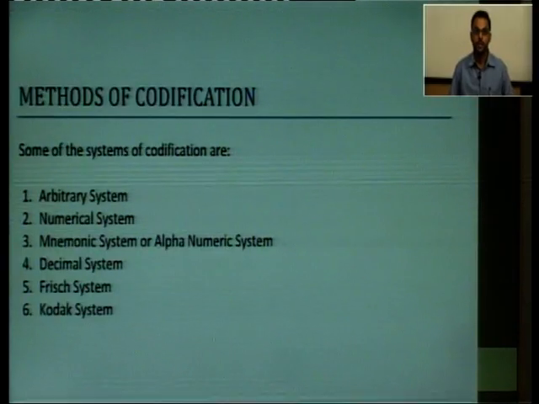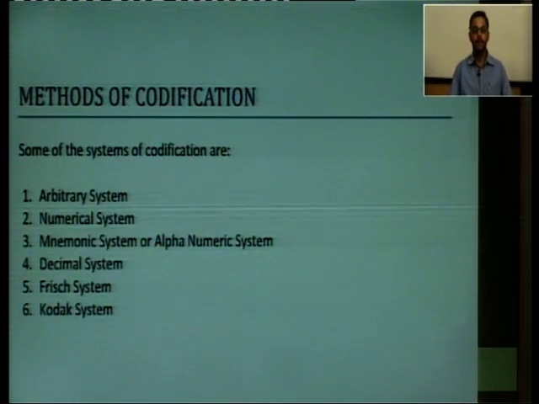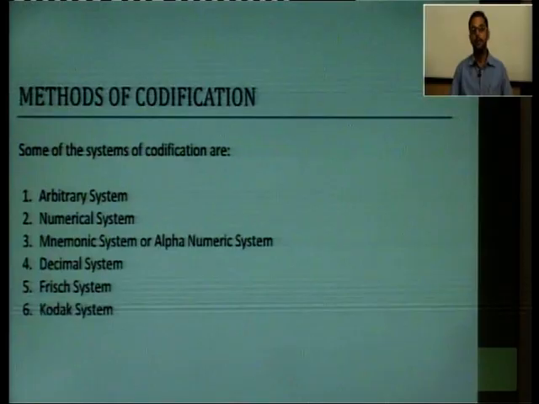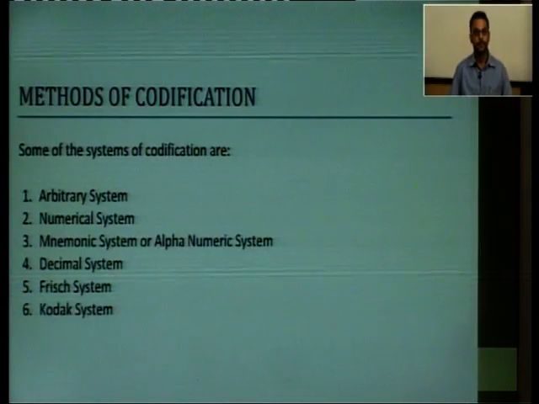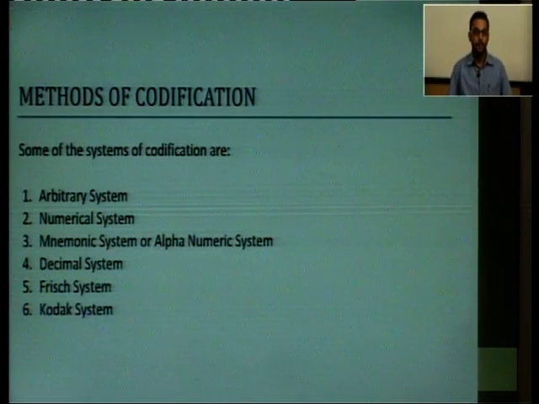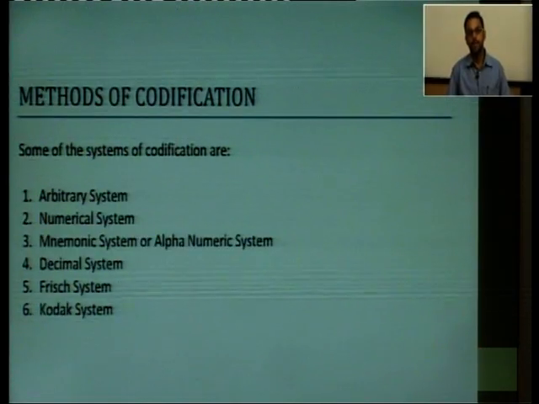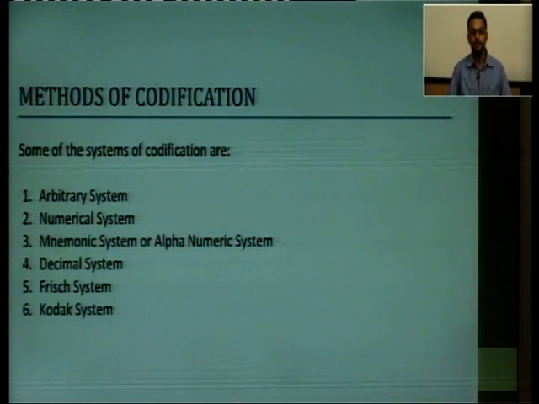Methods of codification. There are 6 methods with which we can do the codification. Number 1, arbitrary system. Number 2, numerical system. Number 3, mnemonic system or alphanumeric system. Number 4, decimal system. Number 5, Frisch system, and number 6, codex system. We are going to discuss all these 6 in detail, but let me just introduce each one in a few words.